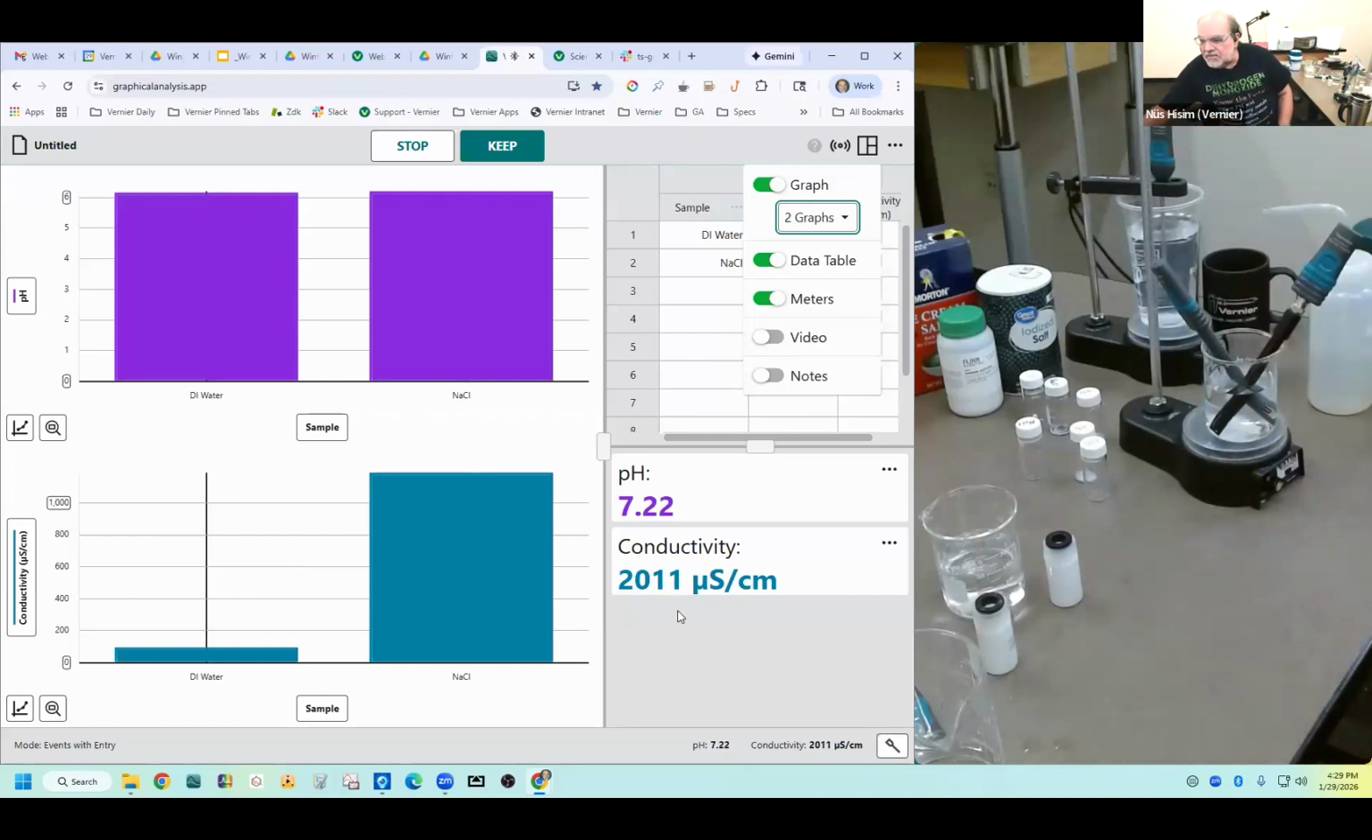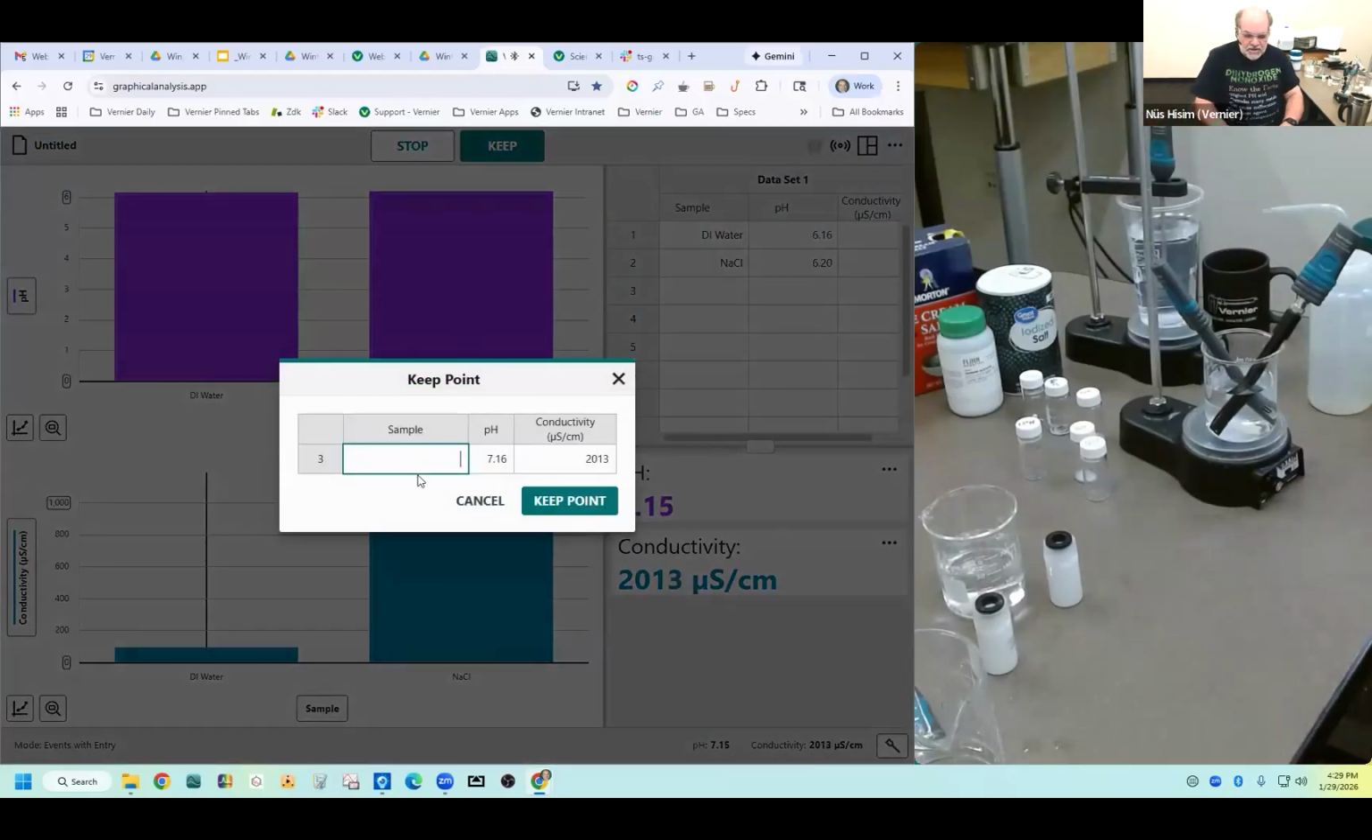Okay, so those numbers are pretty stable. Ooh, interesting with the pH. Let's keep that. This is calcium chloride.